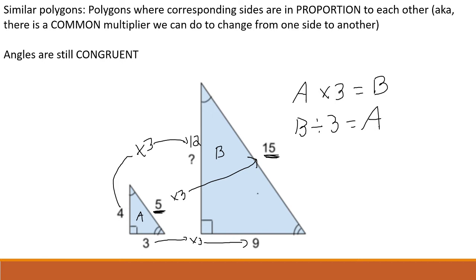So that's what a similar polygon is: there's a constant multiplier from one to the other. And again, the key thing is it has to be constant. Like if this was an 8 instead, I couldn't do this because 3 times 3 is not 8. It has to be a constant multiplier between all the sides of the polygon in order for it to be similar.